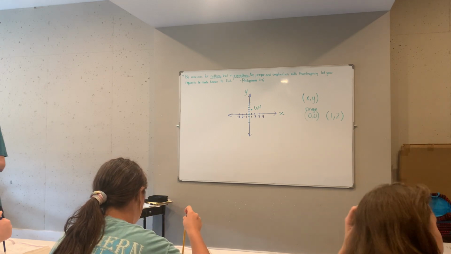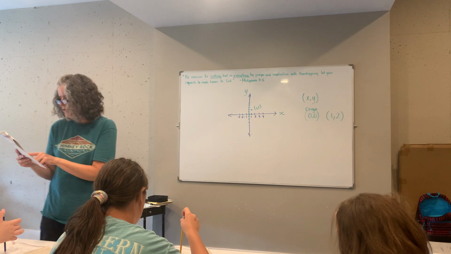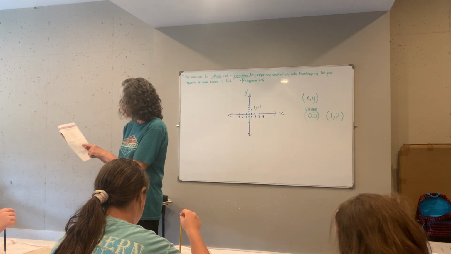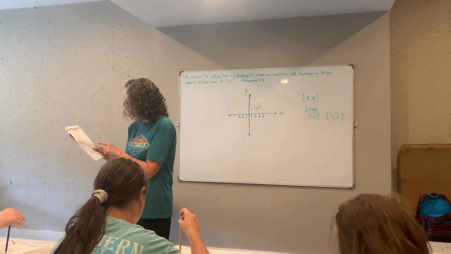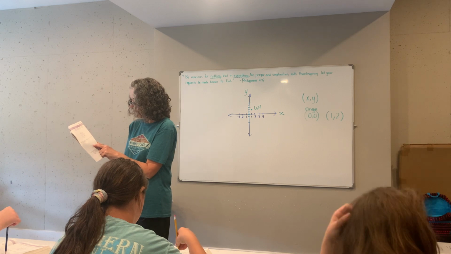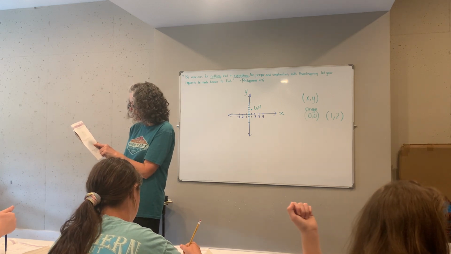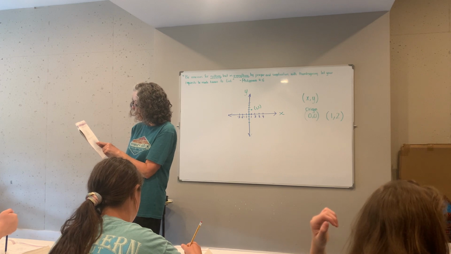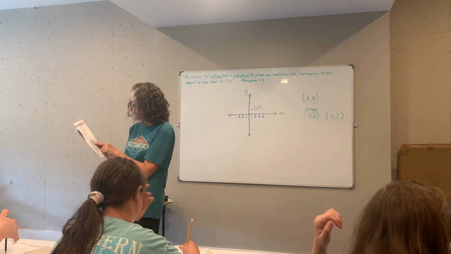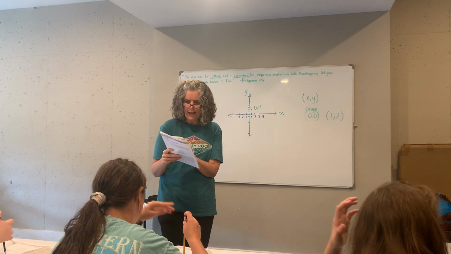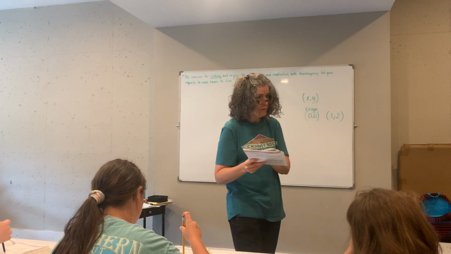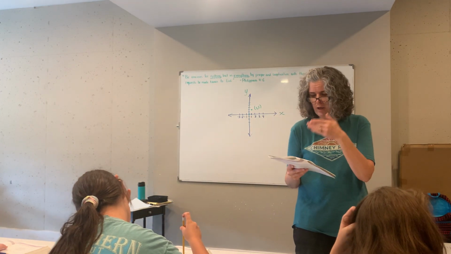Good. All right. From the origin, are you going to have to go right or left to get to A? Right. How many? 4. So you have to go to the right 4, and then how much do you have to go up? 3. So what's the ordered pair for point A? 4, 3. Because we have to go to the right 4, up 3.